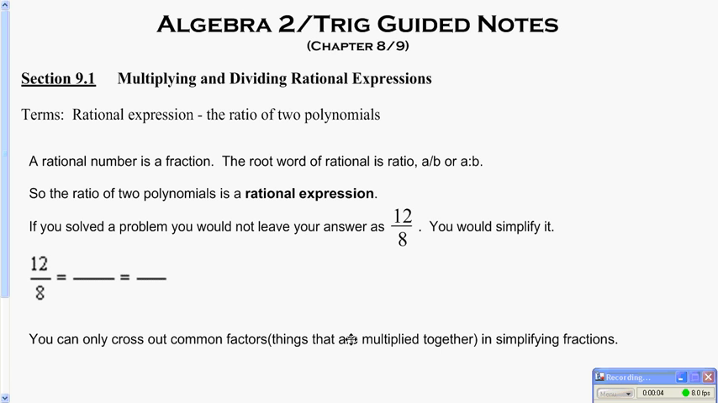Lesson 9.1, multiplying and dividing rational expressions. Now here we're going to step into rational expressions, which we want to be very careful about. It's very demanding in detail and very demanding of your knowledge of the basic operations and how they all work together. So we have to be very careful about how we do these questions.